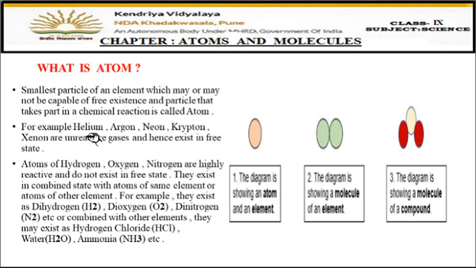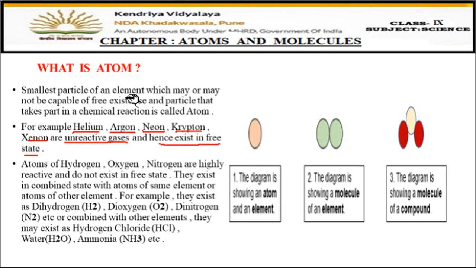Now there are various elements whose smallest particles are called the atoms, like helium. Okay, so there is an atom of helium, then an atom of argon, atom of neon, atom of krypton, xenon. They all are unreactive gases. Fine, helium, argon, neon, krypton, xenon, they all are gases, and these are called the noble gases as they cannot react with others. They do not react with any other element, and because they are unreactive, they exist in free state.